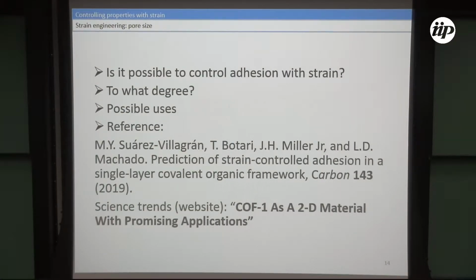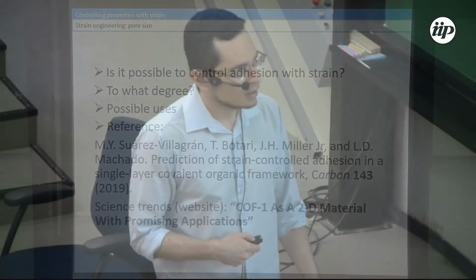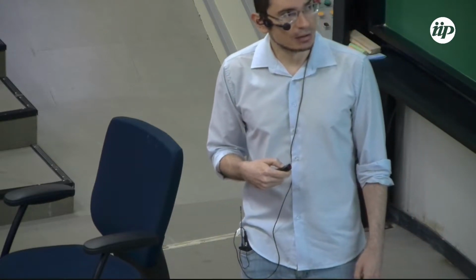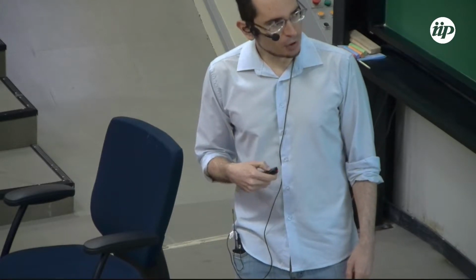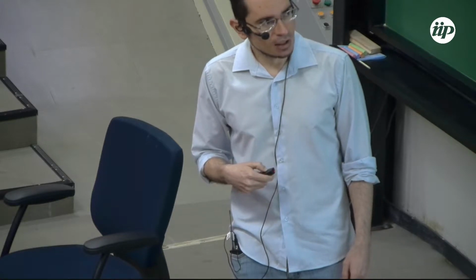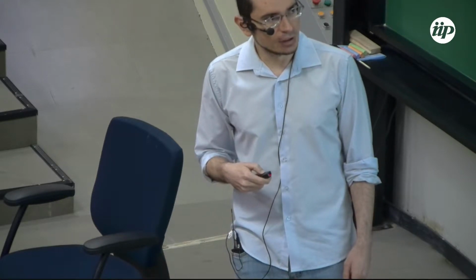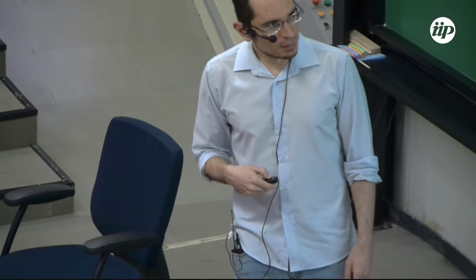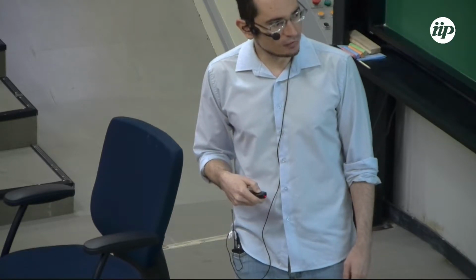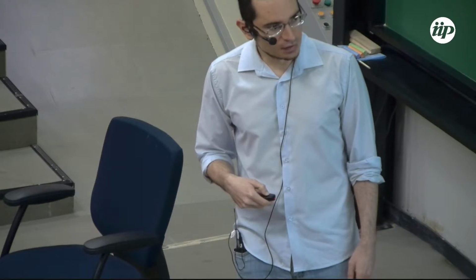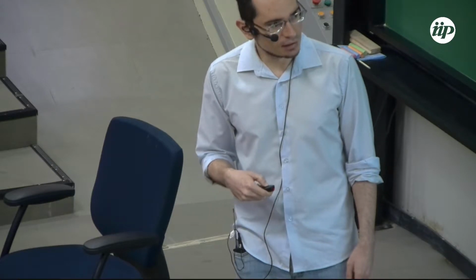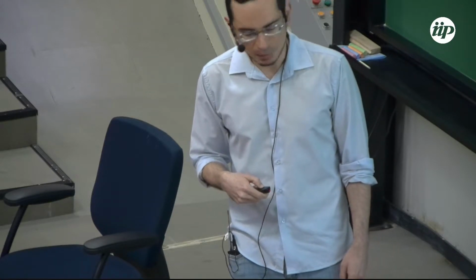Okay, so what I'm trying to show to you is that you can also control adhesion with strain in 3D materials. But I want to see to what degree you can control this adhesion by applying strain to a 3D material. And I also want to talk a bit about possible uses of this effect, since I think this is the first demonstration of controlling adhesion with strain. This work was published this year in Carbon, and there is also a feature on a website about this work, Science Trends. So this is more for the general public than this one. This is the paper that shows what I'm going to talk about here today.